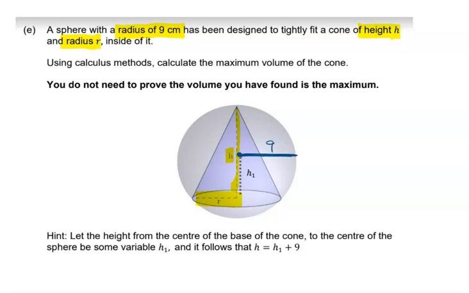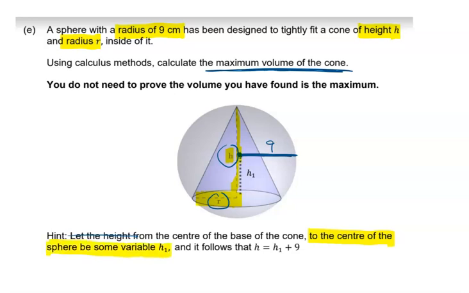And that's fixed. What we have to do is choose r and h to get the biggest possible volume cone, right? So we're calculating the maximum volume of the cone. We don't need to show that it's a maximum, so no second derivative stuff. And then there's this very, very good hint that I think was quite nice and generous from Mr. Black. So let the height from the center of the base to the center of the sphere be h1.